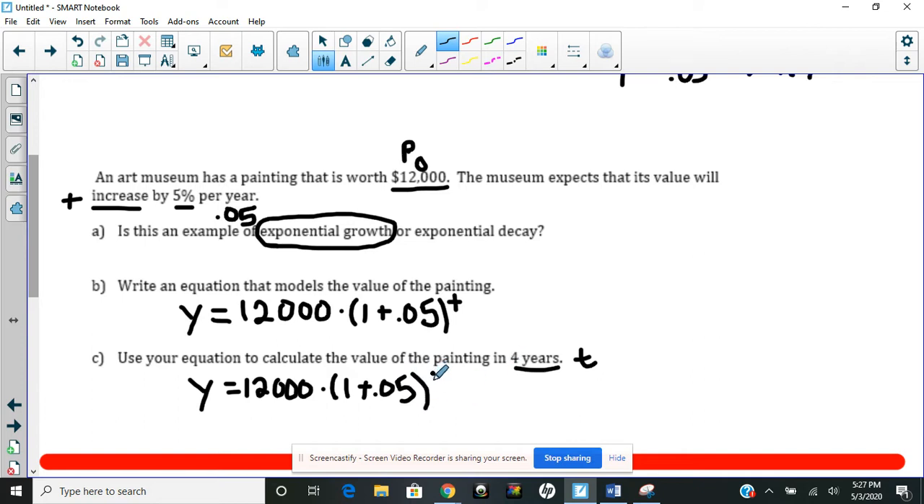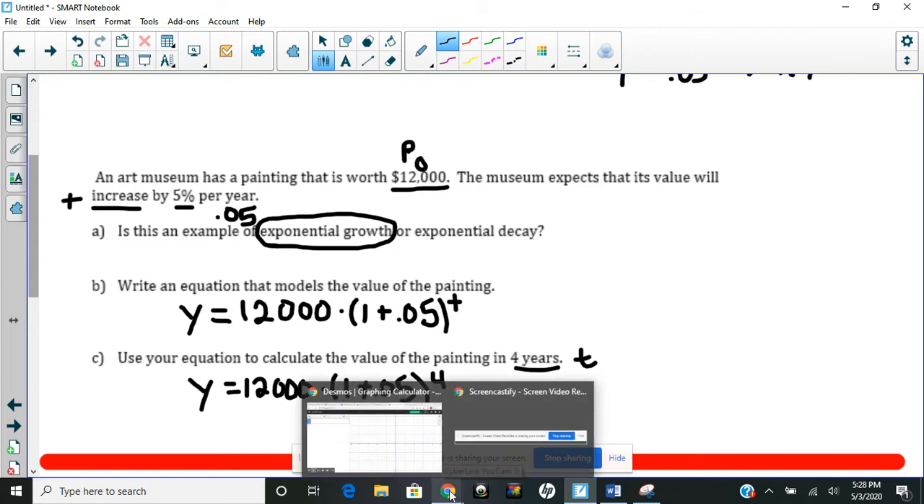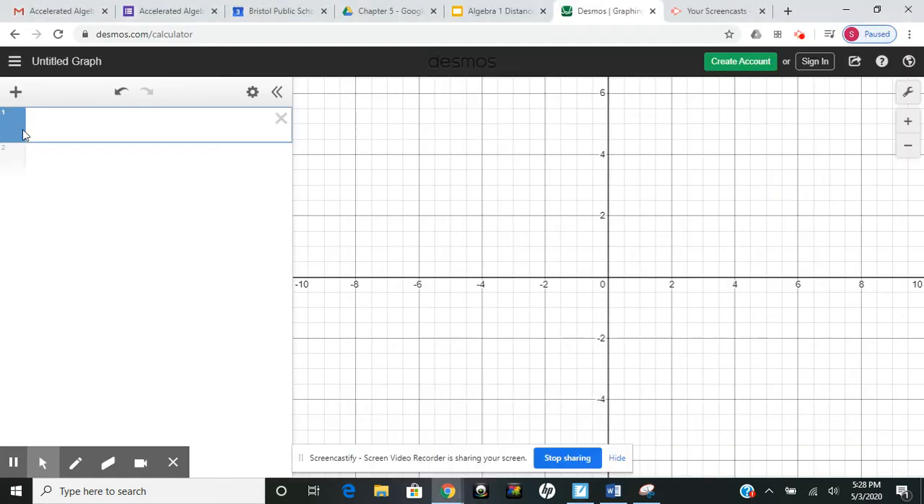And then the 4 will go up in the exponent. We need to go to Desmos or our graphing calculator, whatever one you're working with. I'm going to work in Desmos. So here we go, and I'm going to type this in. You can put y equals, but that's optional. I'm just going to do the 12,000 times parentheses 1 plus 0.05, and it was 4 years. So I'm doing shift 6 to bring it up. I'm putting that 4 in.